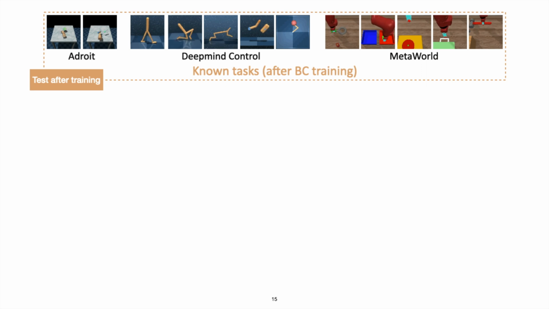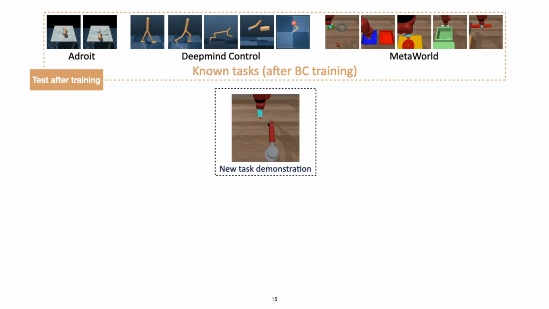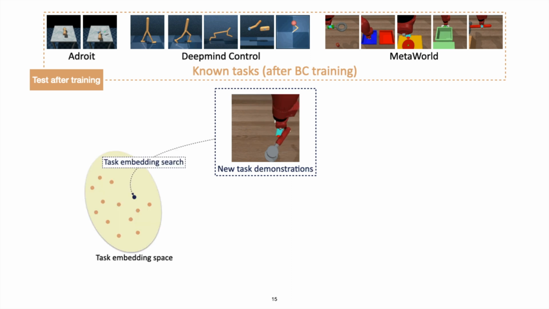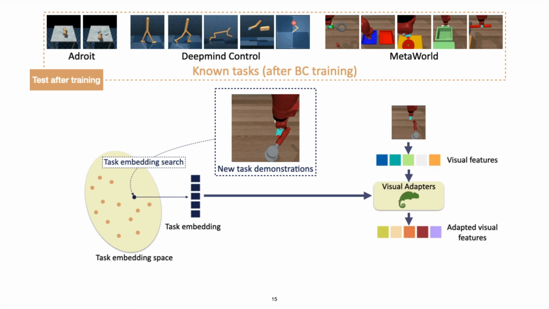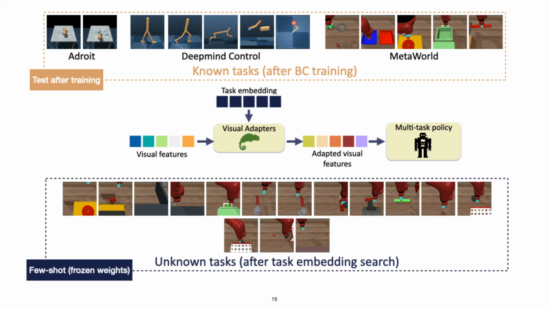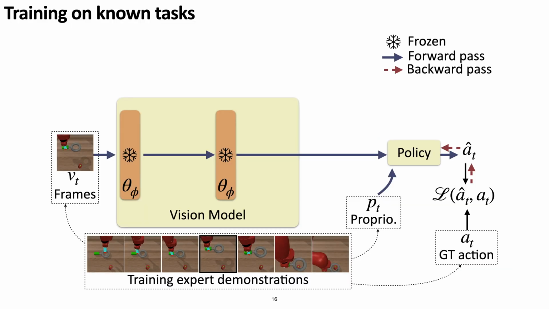Here is an overview of the method. You can see here the policy queried on the 12 known tasks at test time. We can also provide a few demonstrations of new tasks, such as this faucet opening task. We can then optimize a task embedding that will be used by our visual adapters to modulate visual features fed to the multitask policy. Finally, we study how our policy can be adapted to these 15 new tasks from the optimized task embeddings. Let's now look at the approach.